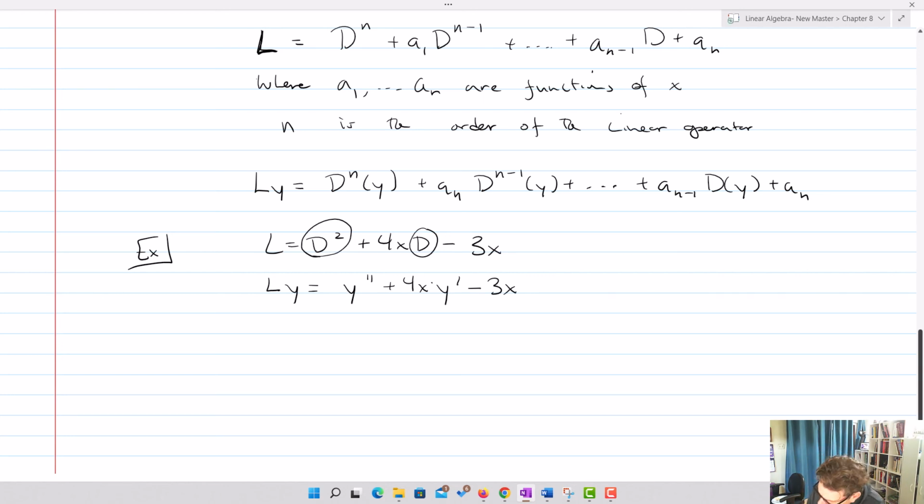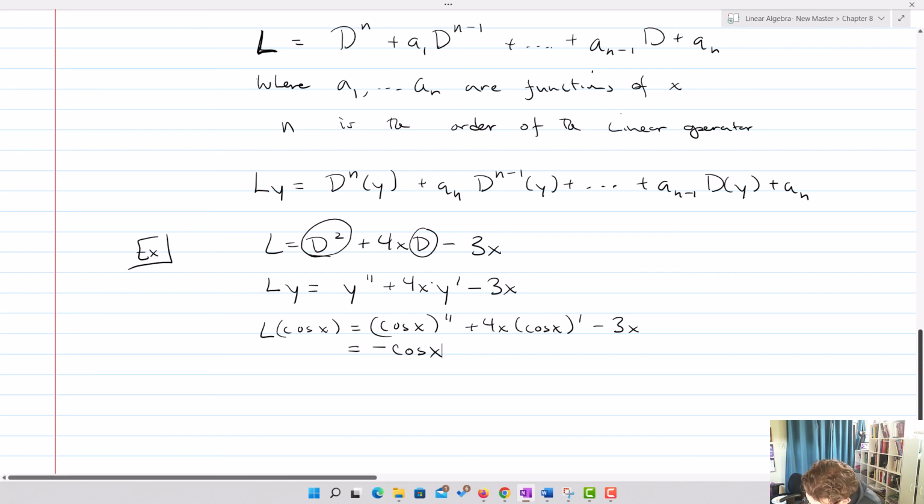If we choose a value for y, say that we take L of cosine x, okay, then L of cosine x is going to be the second derivative of cosine x, plus 4x times the first derivative of cosine x, minus 3x. So the second derivative of cosine x is actually going to be negative cosine x. So negative cosine x plus 4x times negative sine x, minus 3x is what L of cosine x is.